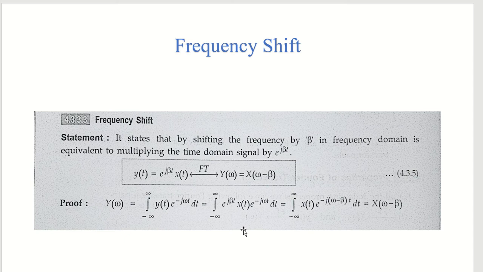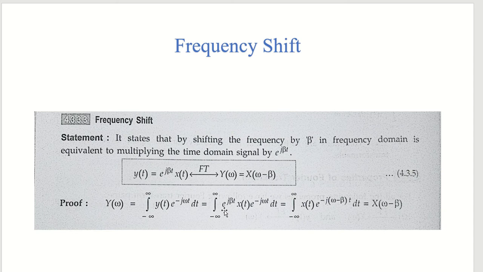And you can mathematically express it by this formula: if your y of t is equal to e raised to j beta t into x of t, and when you take the Fourier transform of your signal, it will be y of omega, which is x of omega minus beta. Now how will it be? So let's see how it will be.